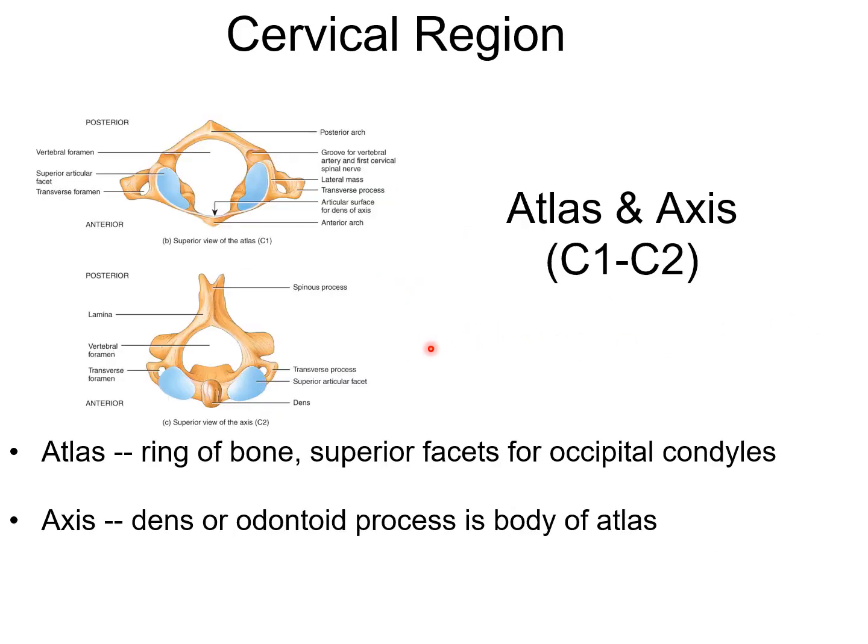Of course, we have to mention here atlas and axis. The atlas is the first cervical vertebra, and here are the superior articulating facets that make contact with the occipital condyle, allowing the yes type of movement of the head. And of course, we have axis, which has this odontoid process, also called dens, that protrudes into the atlas and serves as a pivoting point. Rotating of the atlas left or right around the dens allows our head to carry out this no type of movement.